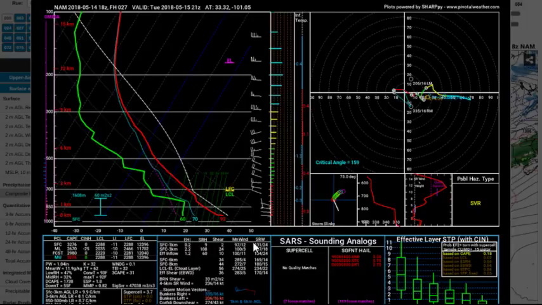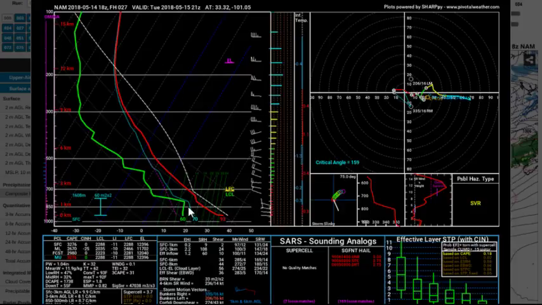Do we have vertical totals on here? Let me check. Nope, there's no measure of it. We would have to go by this lapse rate thing right there. And let's see here, 8.1 Celsius per kilometer. Yeah, that's pretty steep there. And it looks like our moisture thickens up a little bit. It looks like about 130 millibars of moisture.